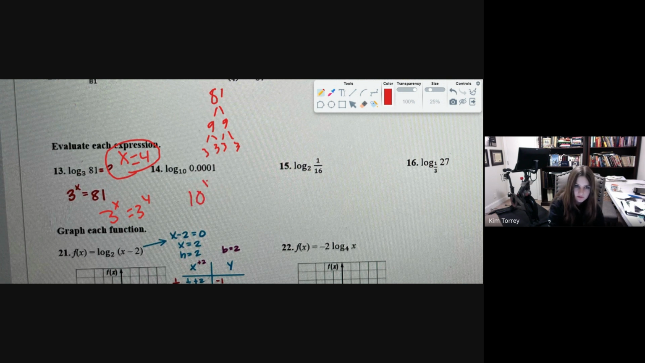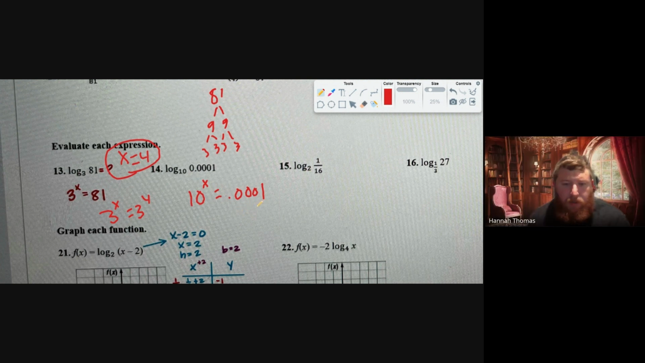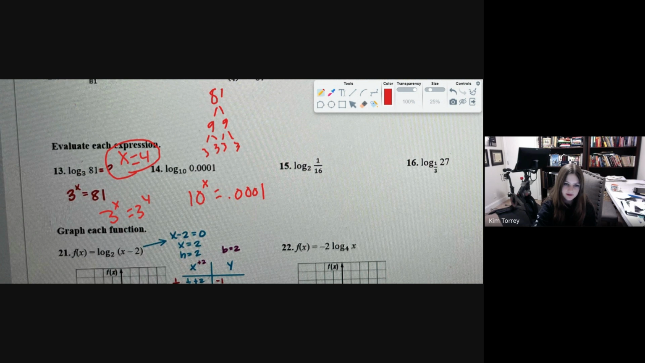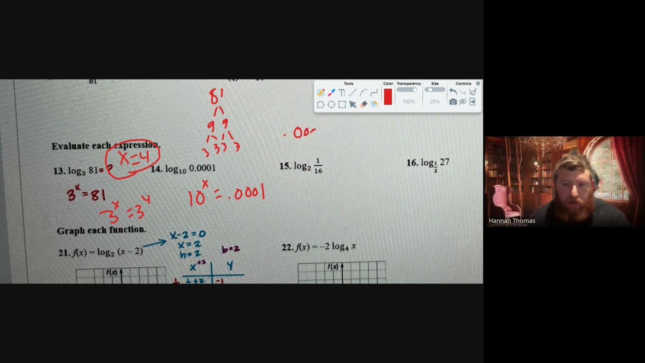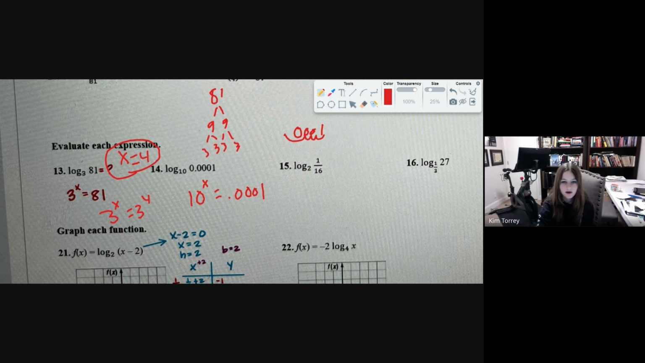Okay. So then for 14, it would be 10^x equals 0.0001. And then you would have to figure out, well, how would you do that? This is going to be similar to scientific notation. So how many places do we have to move? Do we have to move the decimal place to the left or the right? On the right. So you've got 0.0001. So we're going to move it 4 places to the right.